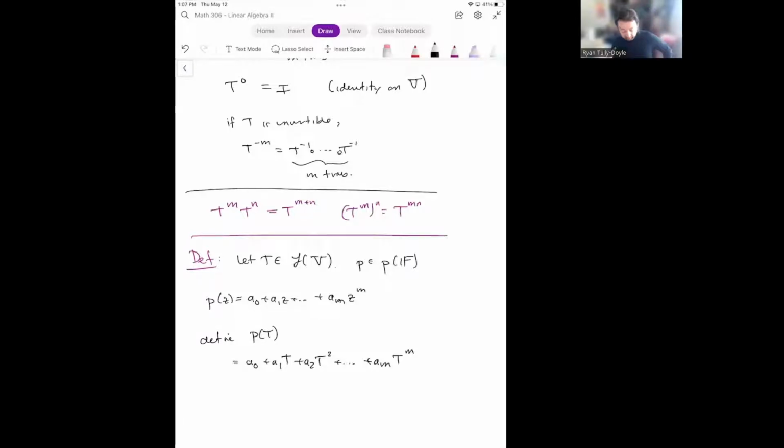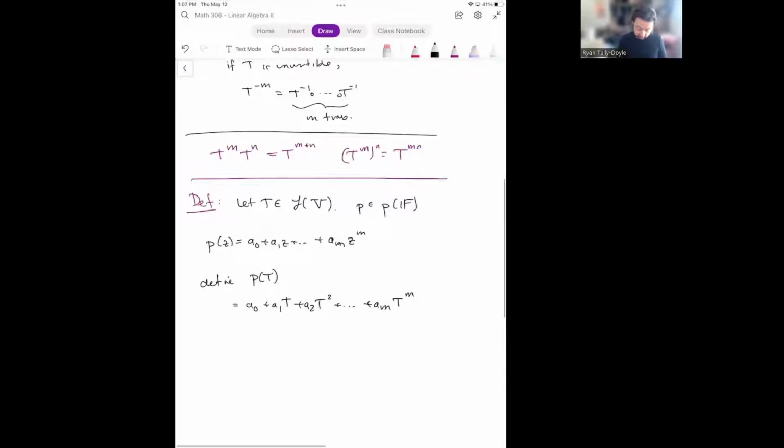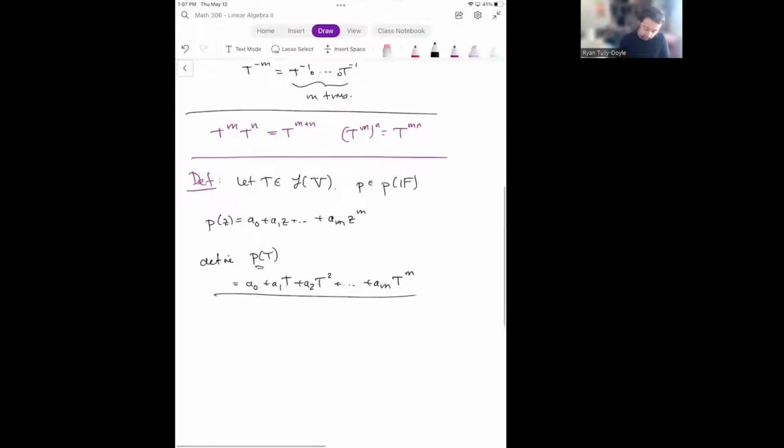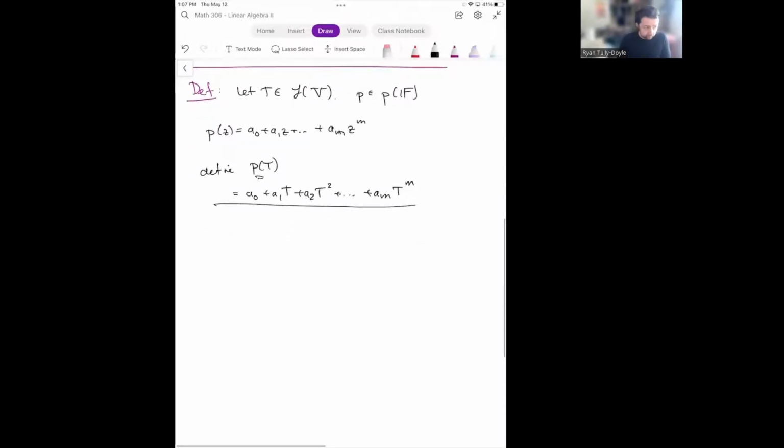The idea here is that we're using the structure of a polynomial to create a new operator from an existing operator T. And so this guy right here is p(T). So it's going to turn out to be the case that all of the operations that we want to do with polynomials, we're also going to want to do with polynomials of operators as well.